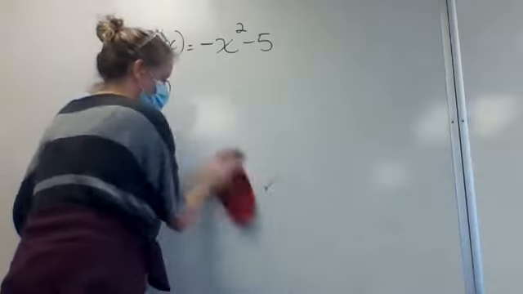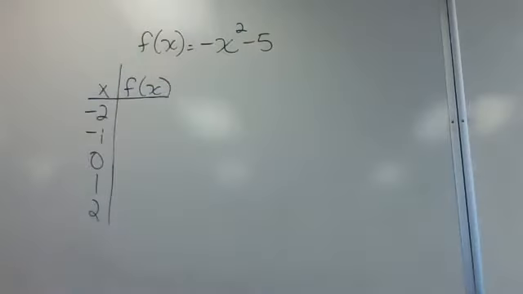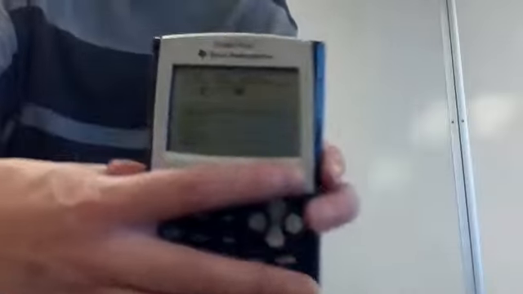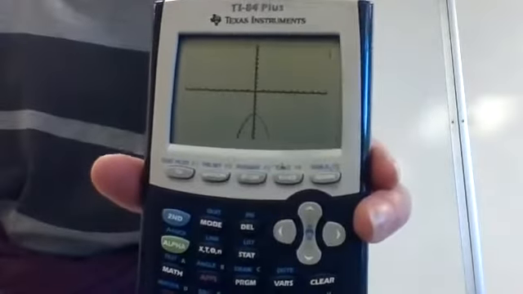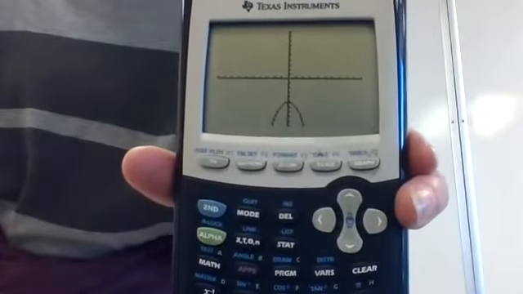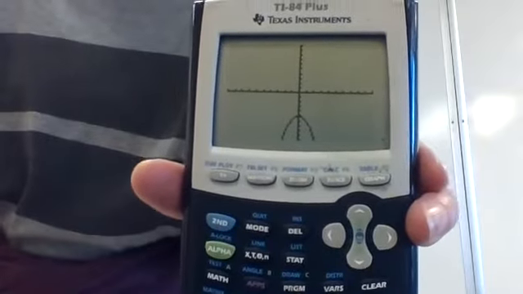So this is going to give us the same XY chart with the same X values to fill in before we graph. So go to Y equals, clear it out. This one's -x² minus 5. Again, it's an x² graph, which means it's going to be a parabola. It's just upside down since the x² is negative.